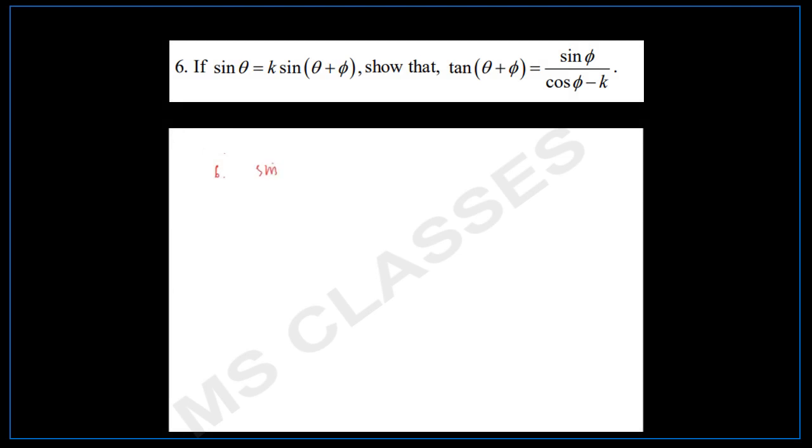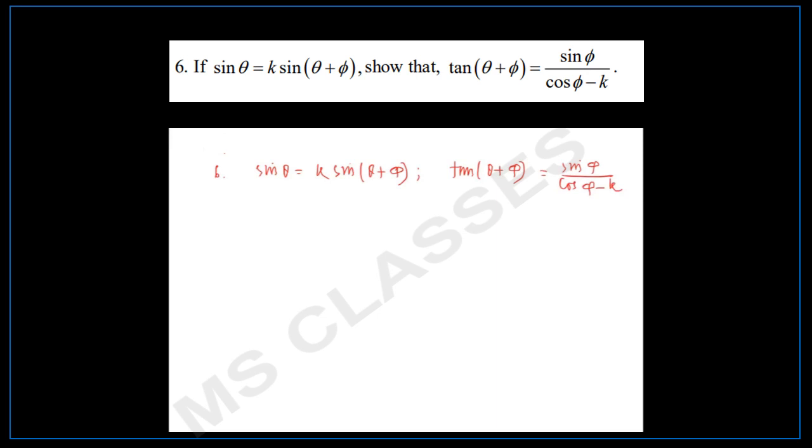It is sin theta equal to a sin(theta plus phi). And what you need to prove? tan(theta plus phi) equal to sin phi by (cos phi minus k). Now see children, very simple sum.